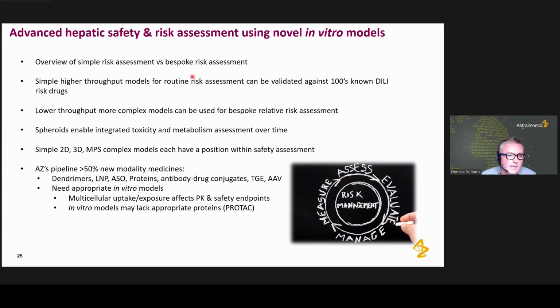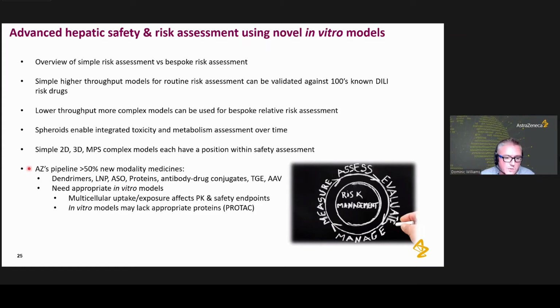And so broadly, to summarize, I've given you an overview of preclinical simple risk assessment versus bespoke risk assessment in DILI. Simple higher throughput models can be used for routine risk assessment and can be validated against hundreds of known DILI risk drugs, but lower throughput complex models have to be used for more bespoke relative risk assessment to 1 or 2 compounds. Spheroids certainly enable integrated toxicity and metabolism over time. But each simple and complex model has a position within drug safety assessment.